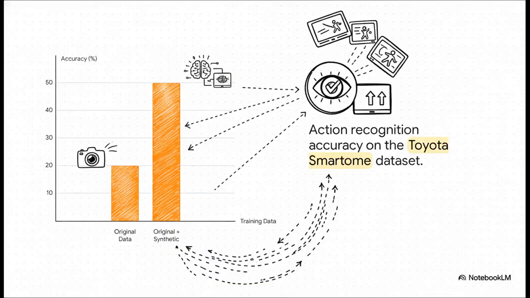And you want to see the impact? Just look at this. The results are absolutely stunning. On this one data set, with the original messy data, the model's accuracy was only 20%. But when you add in that high-quality synthetic data, boom, accuracy jumps all the way up to 50%. That's more than double the performance.